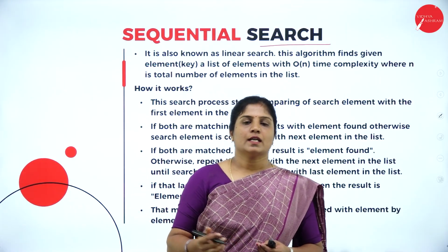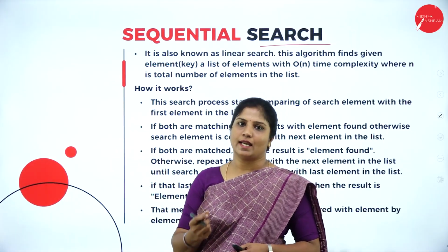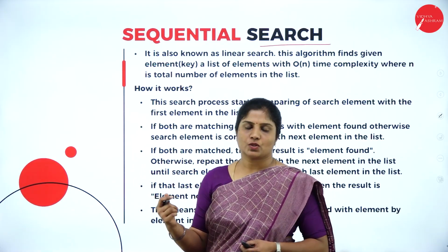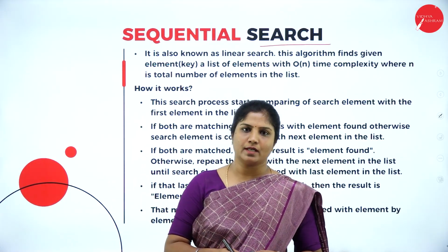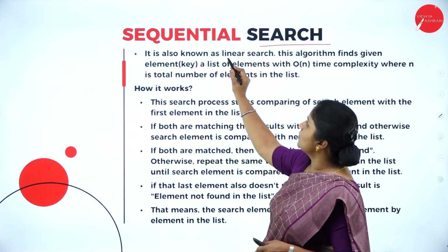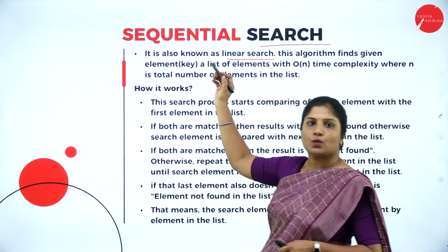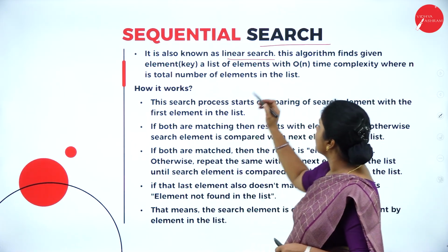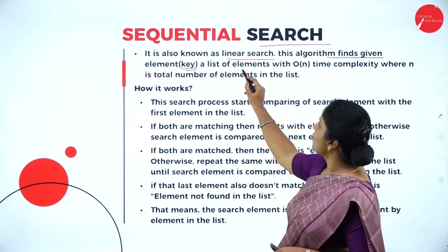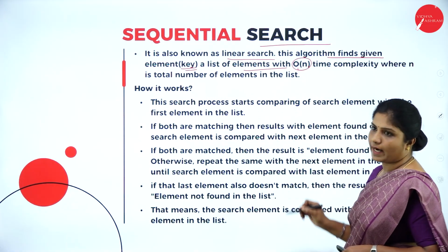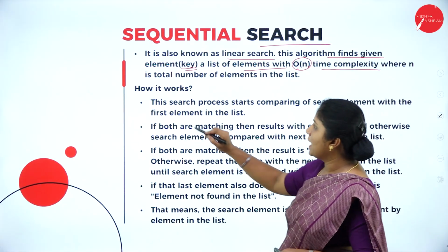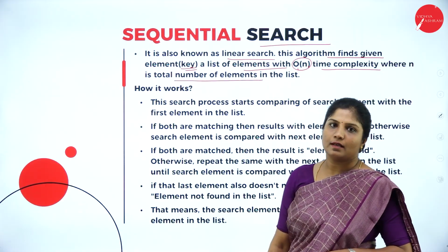So, here we are going to search for one key element, whether it is present or not in a given array. It is also known as linear search. The sequential search is also known as linear search. This algorithm finds a given element, that is the key, in a list of elements with big O of n time complexity, where n is the total number of elements in the list.